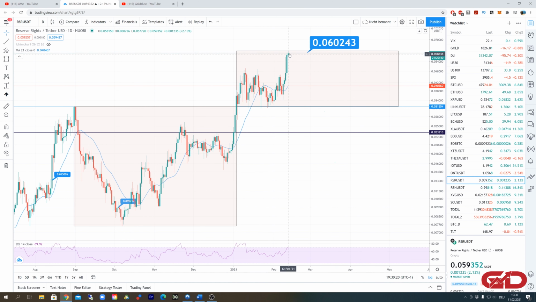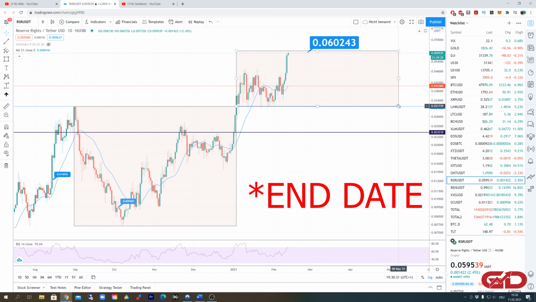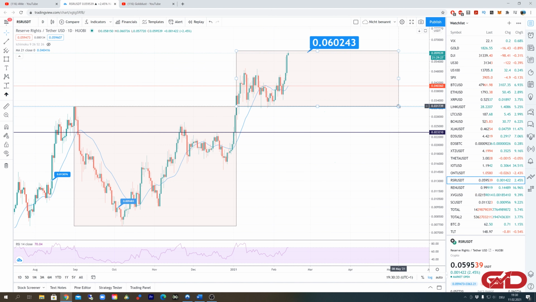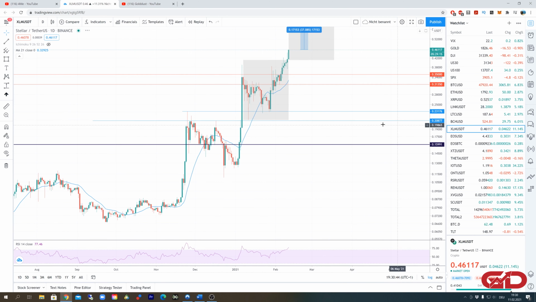And of course, if the price target is hit earlier, then this is a bullish and positive sign for us. If the price target is not reached till the extension date, then this is a bearish sign, and that is not very good. But yeah, let's take a quick look back at Stellar.